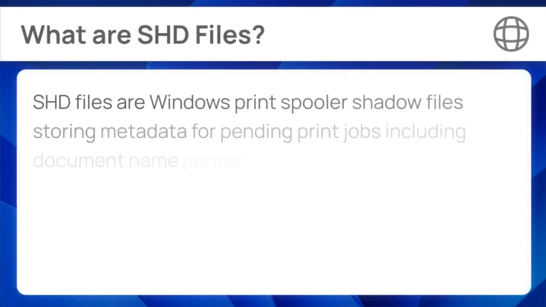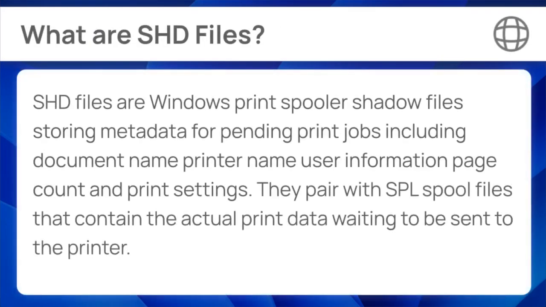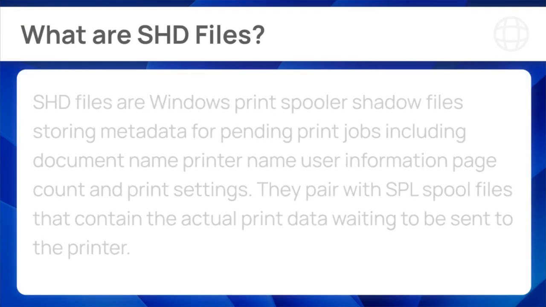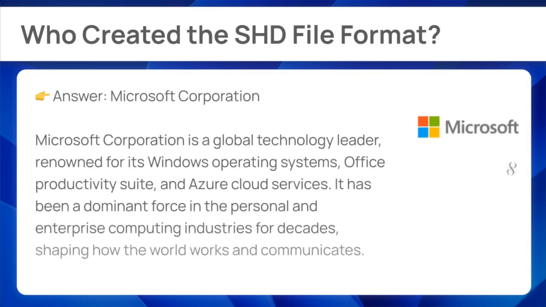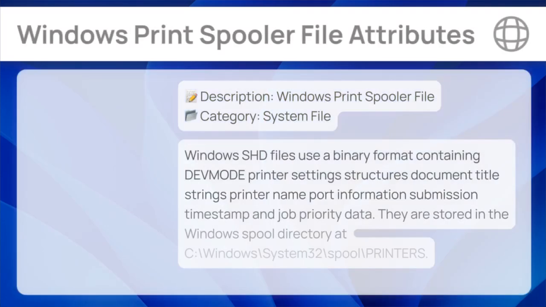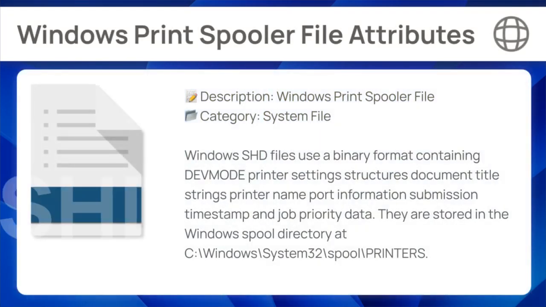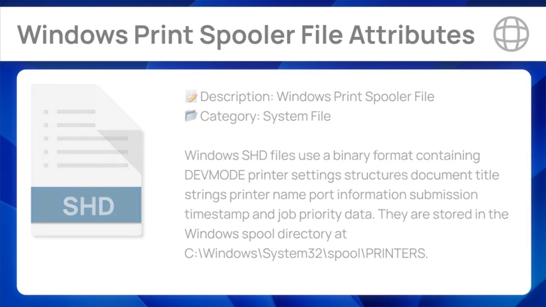SHD files are Windows print spooler shadow files, storing metadata for pending print jobs, including document name, printer name, user information, page count, and print settings. They pair with SPL spool files that contain the actual print data waiting to be sent to the printer. Windows SHD files use a binary format containing DEVMODE printer settings structures, document title strings, printer name and port information, submission timestamp, and job priority data. They are stored in the Windows spool directory at C:\Windows\System32\spool\PRINTERS.